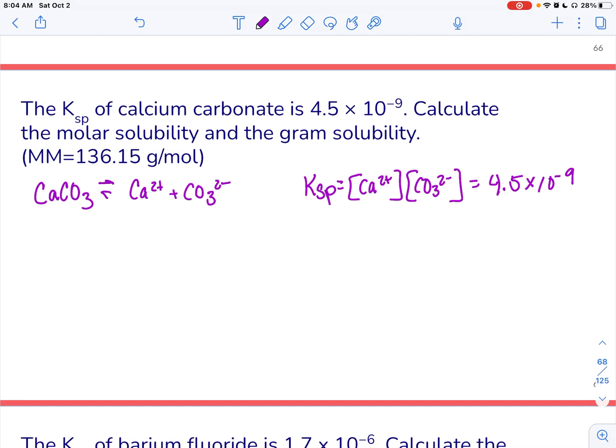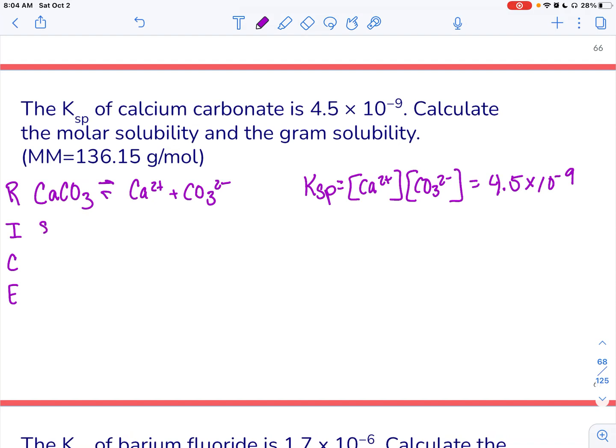So here we're going to start using RICE tables again. Okay, so we have our reaction, our initial, our change, and our equilibrium. So we're going to want our equilibrium concentrations for Ca2 plus and CO3 2 minus. We do not really care about the precipitate, right? Because we're looking for solubility, which means we need to find concentration, which means we need to use Ksp. So here, it doesn't really matter what you put. You can still include it.